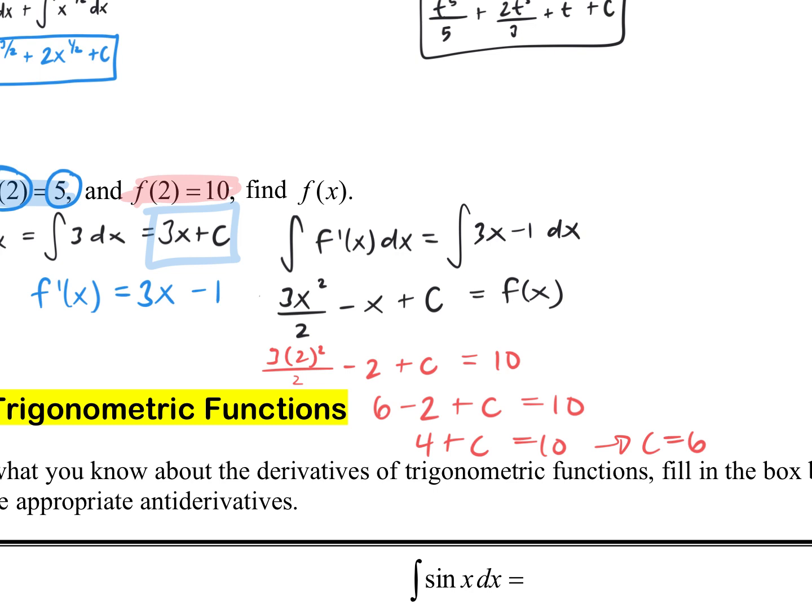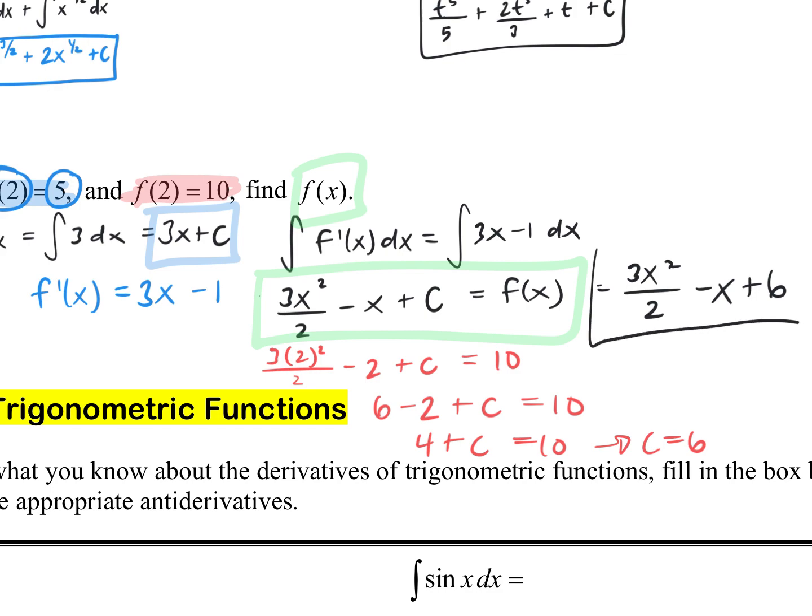Okay, and so we were given a function, f of x here, but the only thing that I did not know was what c was equal to, right? So now that I know what c is equal to, can I plug that in? Yes. So if I plug that in, my f of x function is equal to 3x squared divided by 2 minus x plus 6.